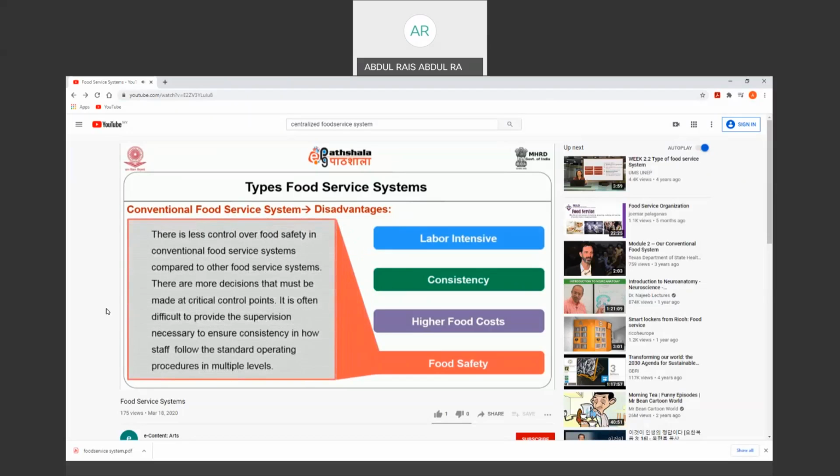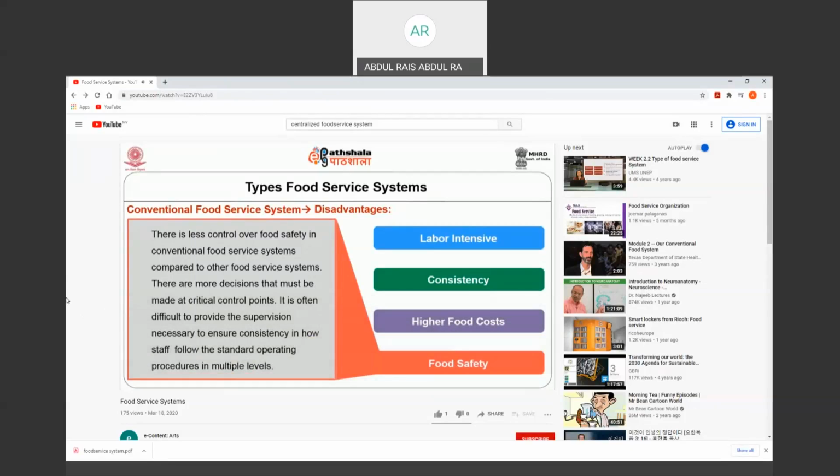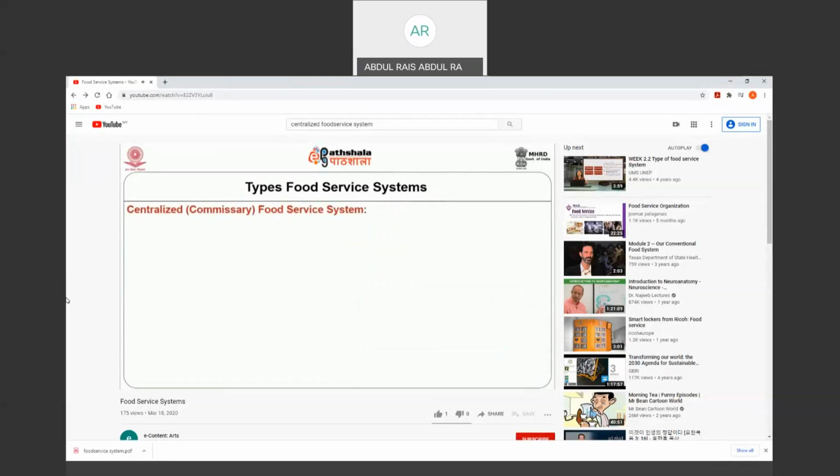Next is food safety. The issue of food safety can be a problem here because there is less control over food safety in conventional food service systems compared to other food service systems. There are more decisions that must be made at critical control points. It is often difficult to provide the supervision necessary to ensure consistency in how staff follow the standard operating procedures in multiple levels. Next, we move on to the centralized or commissary food service system.